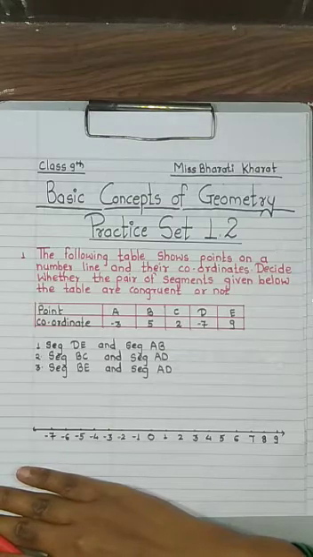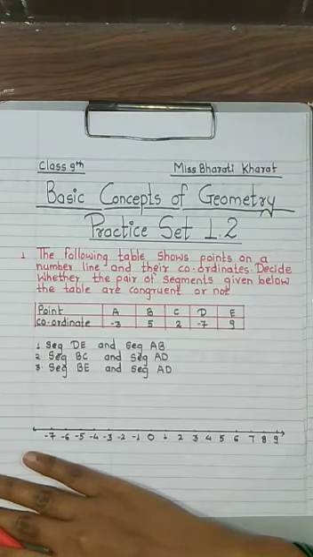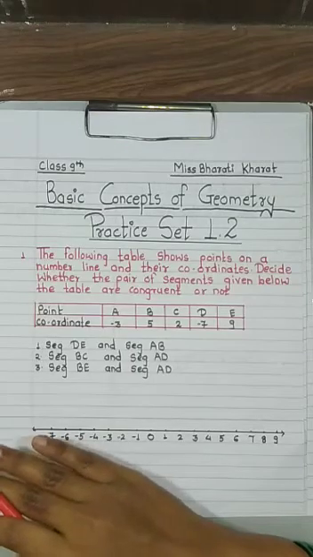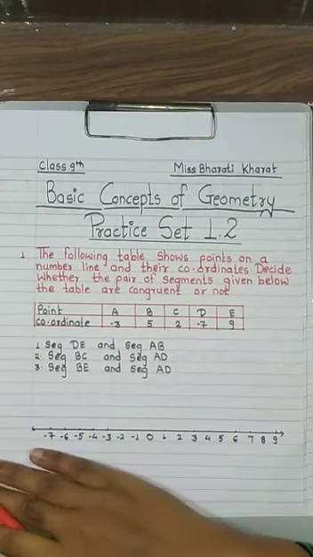In the last session we have studied about basic concepts of geometry. We have also studied how to describe a segment, a line and a ray as a set of points. Now let us begin with practice set 1.2.